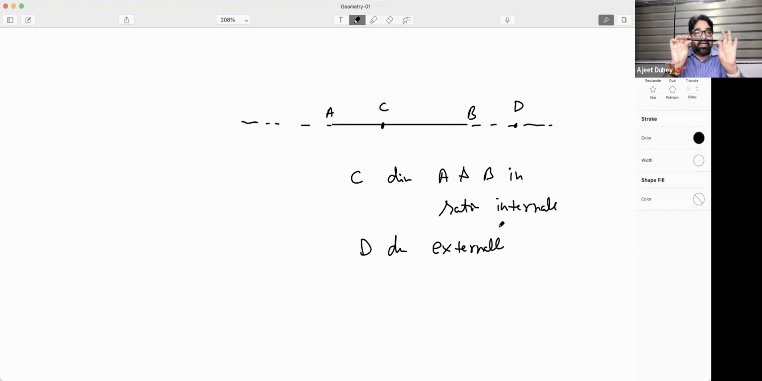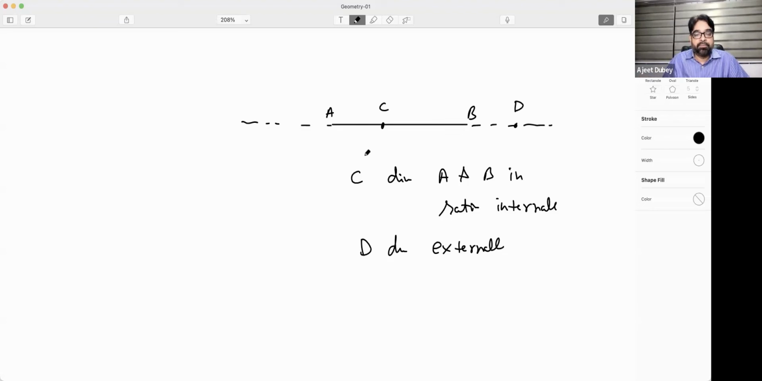Very simple idea. One line is there. Look at my camera. One line is there. If you break it somewhere in between, we are dividing internally, with some ratio of this by this. That's called the internal division. If any point is outside of this segment, that is called the external division, meaning it's dividing from outside. So C divides A and B internally. Here D divides A and B externally. Am I clear?